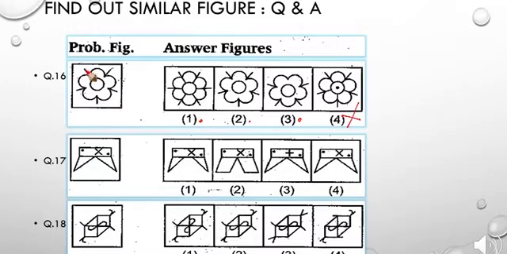We see here there are certain lines drawn at the outer side of the flower. How many lines are there? One line, two, three, four, five. Total 5 lines are there. So let's check how many lines are there in each of the answer figures. In answer figure 1, 1, 2, 3, 4, 5, 6 lines are there. This cannot be the answer.